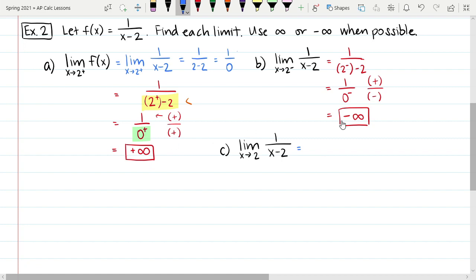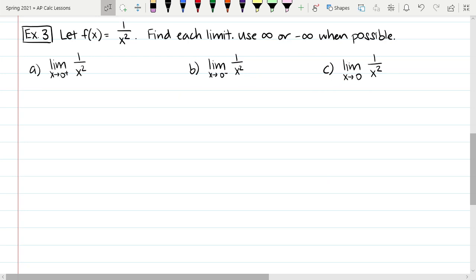So because the one-sided limits don't agree, the best thing we can do for part C is to simply say that the limit does not exist. Because in this case, the function is increasing without bound as we approach 2 from the right side, but the function is decreasing without bound as we approach 2 from the left side. So if I'm discussing the two-sided limit, the best we can say is that the limit simply does not exist.